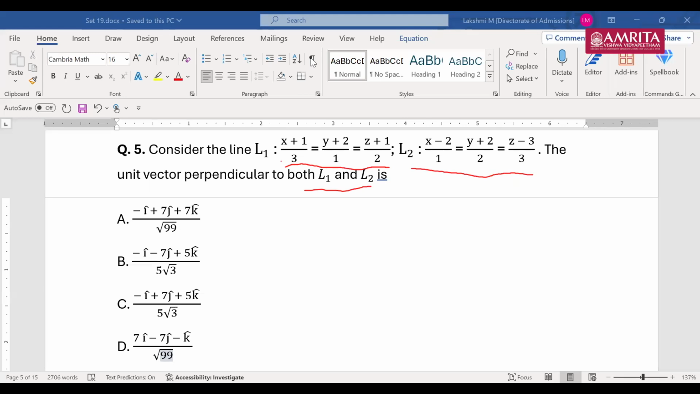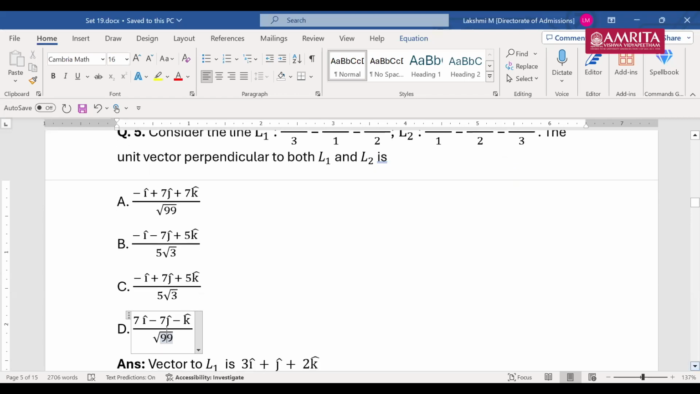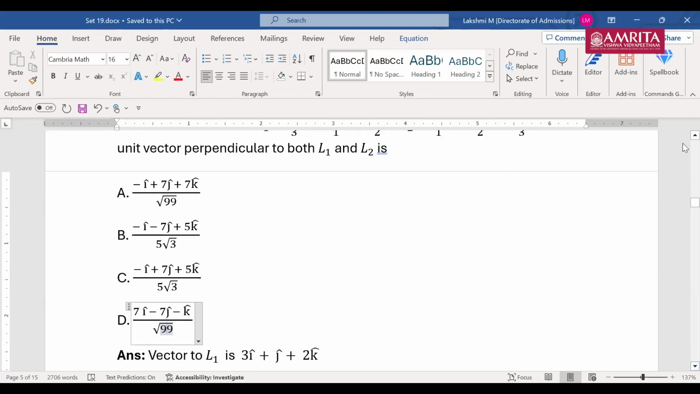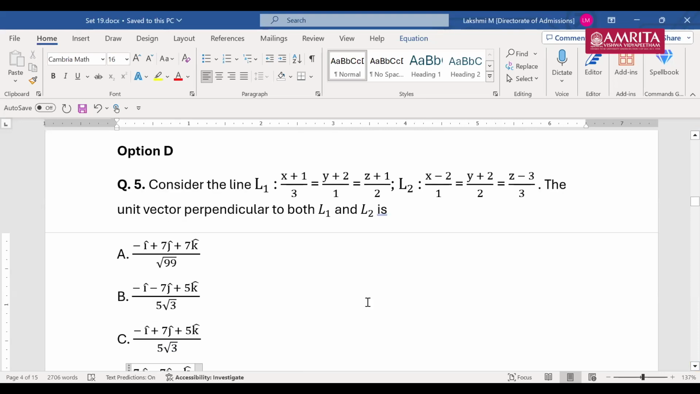The question is asking for the unit vector perpendicular to both L1 and L2. So yes, please do start doing it. If you have those two lines L1 and L2, that too in the Cartesian form, you have to find out the unit vector. So what is actually the form? It's B1 cross B2, right? The initial vector form that you could find is A1 plus lambda B1 and A2 plus mu B2. Something like that you have studied.